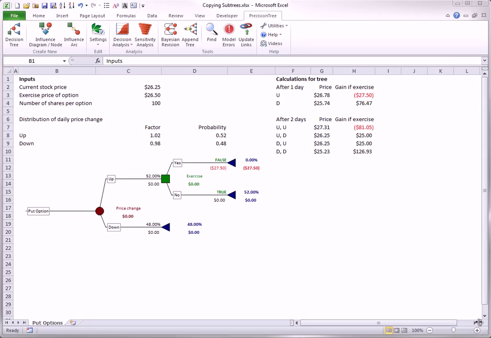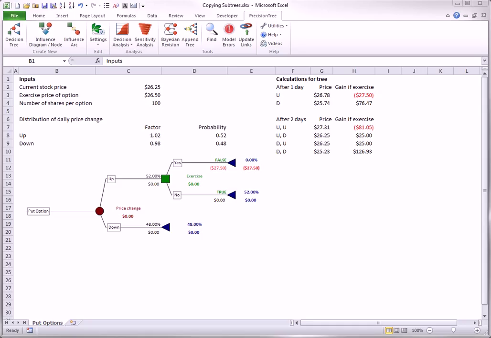When you copy a subtree and then paste it, the structure of the subtree is copied literally. Also, any formulas you entered on the branches of the subtree are copied in the usual Excel way. Therefore, just as with any other Excel formulas, you have to be careful about relative and absolute addresses.